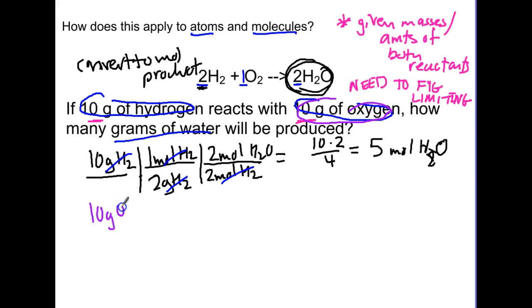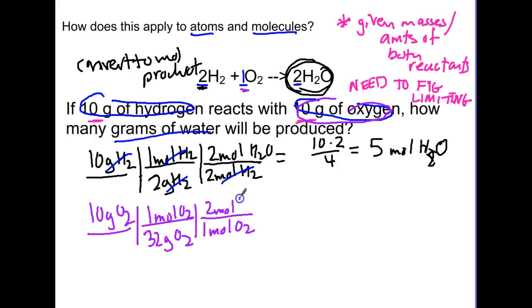So if I have 10 grams of oxygen, and if we say it all reacted, then let's figure out how many moles of water I would make. From the periodic table, oxygen is 32 grams per 1 mole of O2. Then the ratio here is 1 mole of oxygen for 2 moles of H2O. If I complete that setup, I get 10 times 2 over 32, so about 20 divided by 32, which is equal to about 0.625 moles of H2O.